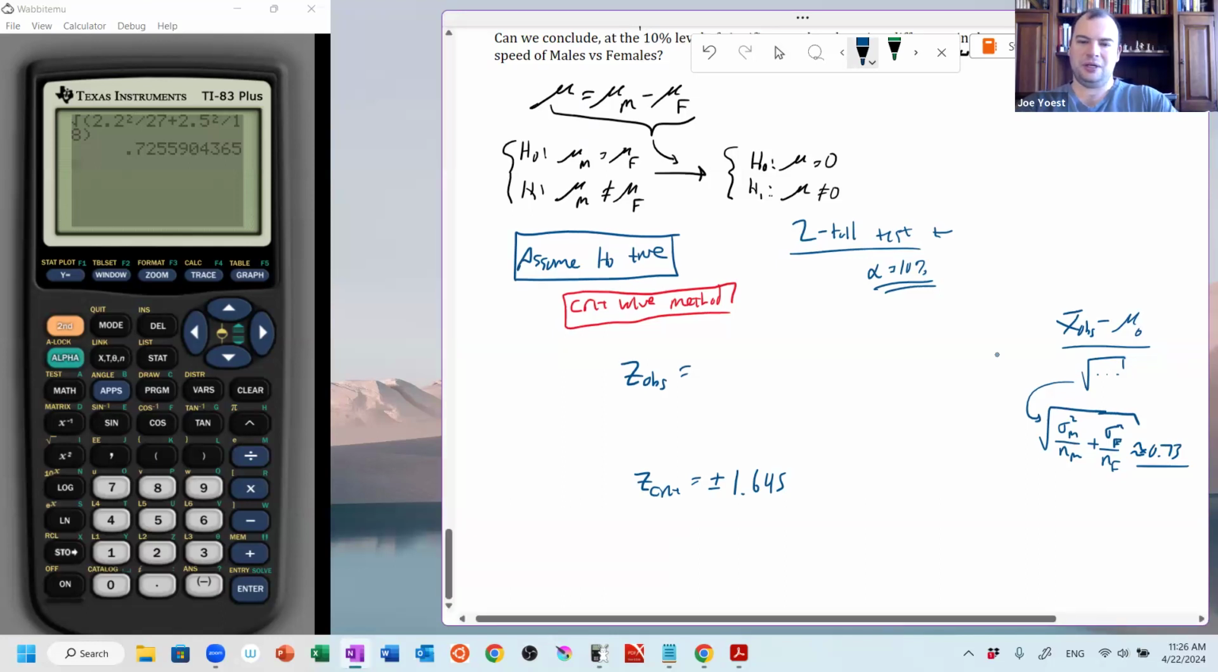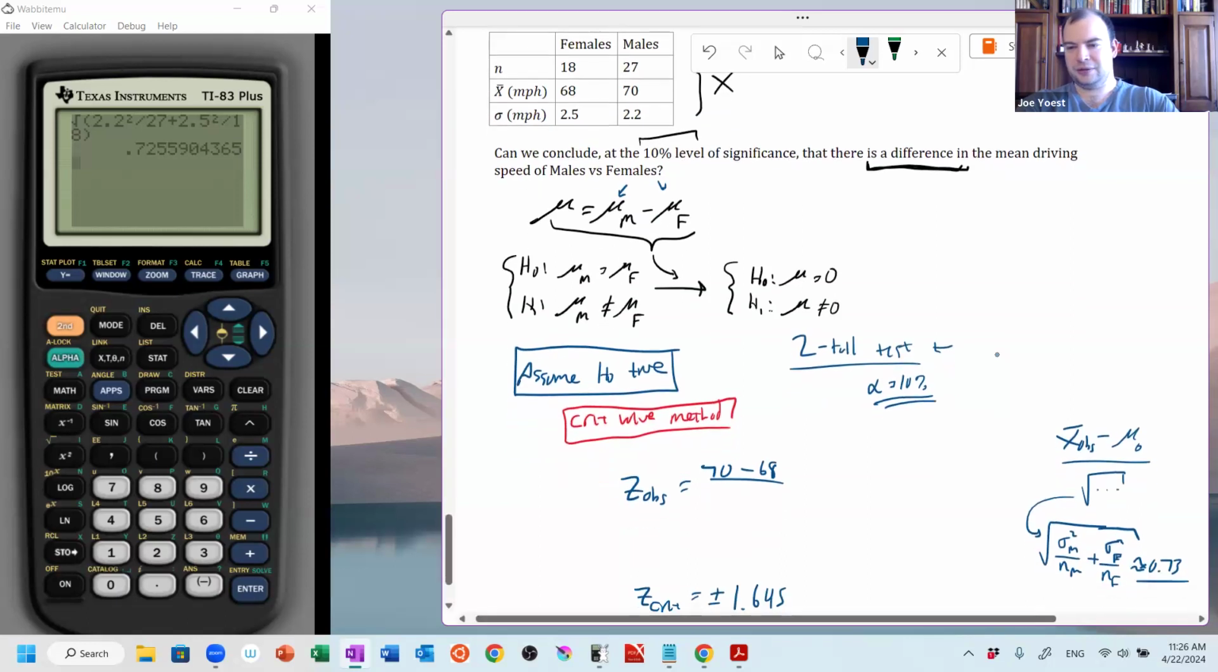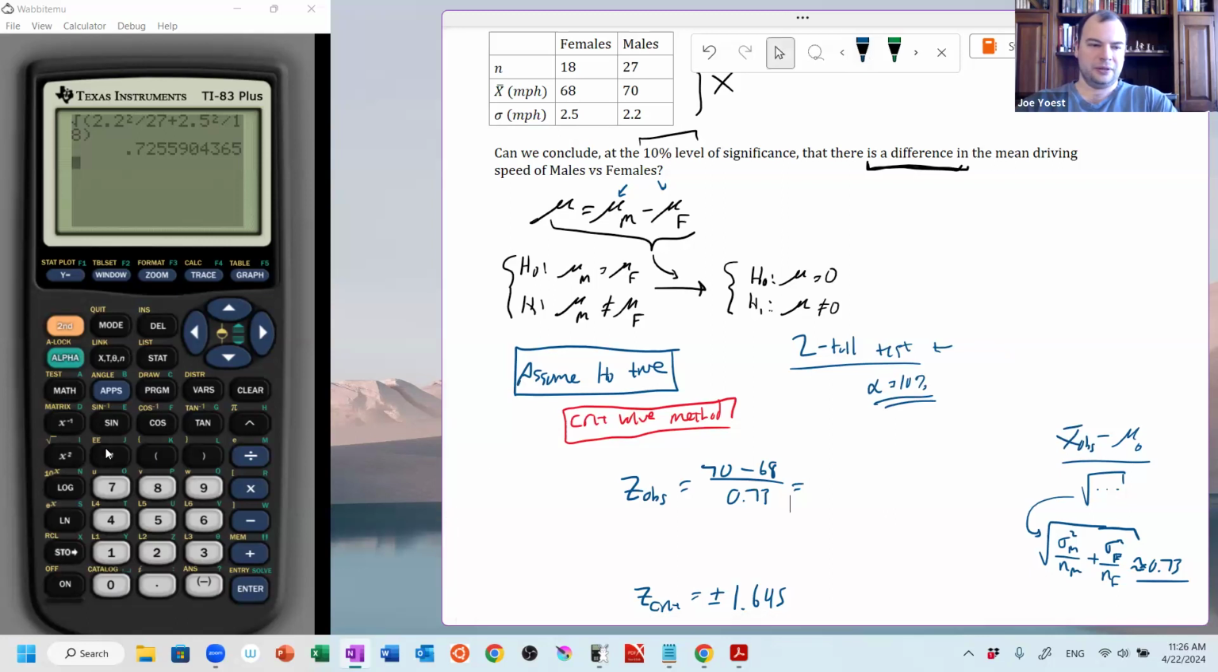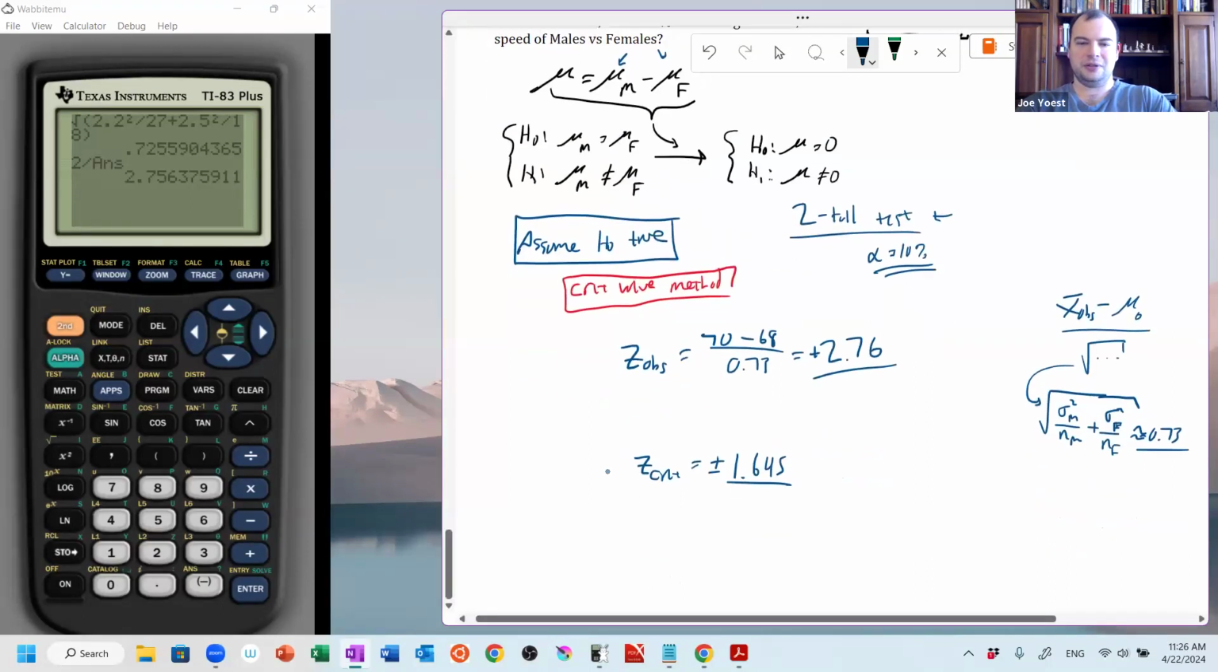Z observed is going to be X bar observed, or it's going to be 70 minus 68. Remember, we're doing males minus females, so 70 minus 68 over 0.73. Or we just have 2 over that previous answer. We could do it like that. And that's about 2.76. That's my Z observed.